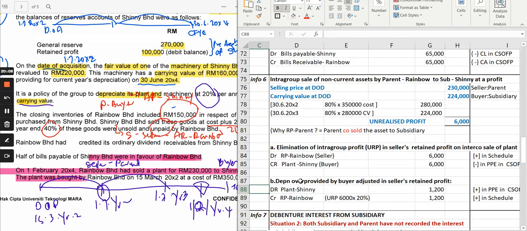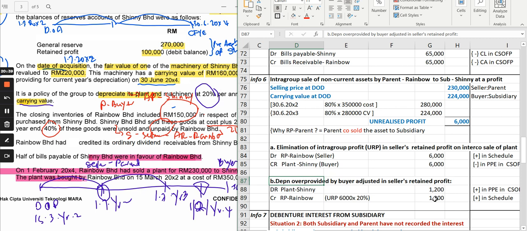The second thing that needs to be done is, when you have your unrealized profit, you also need to go and adjust the seller's retained profit with the depreciation that was over-provided by the buyer. Here I'm using the shortcut calculation for the depreciation that is being over-provided. I'm not using the comparison method, looking at what is provided by the buyer versus what is provided by the seller.